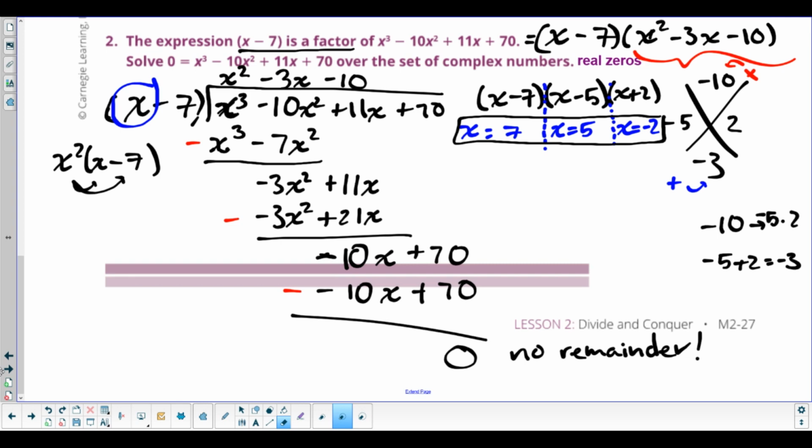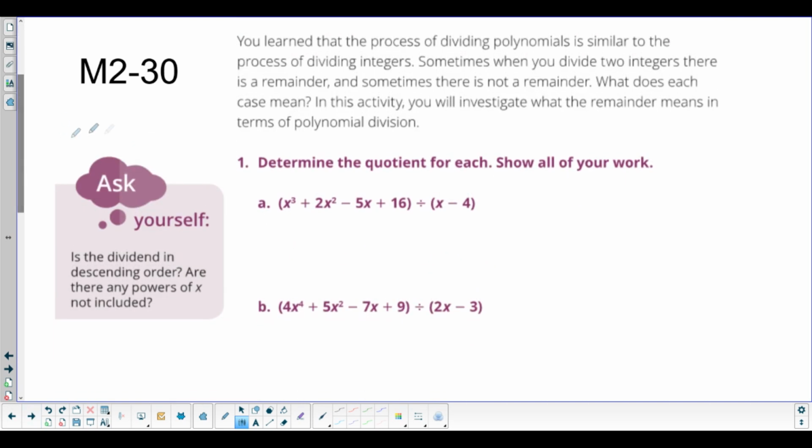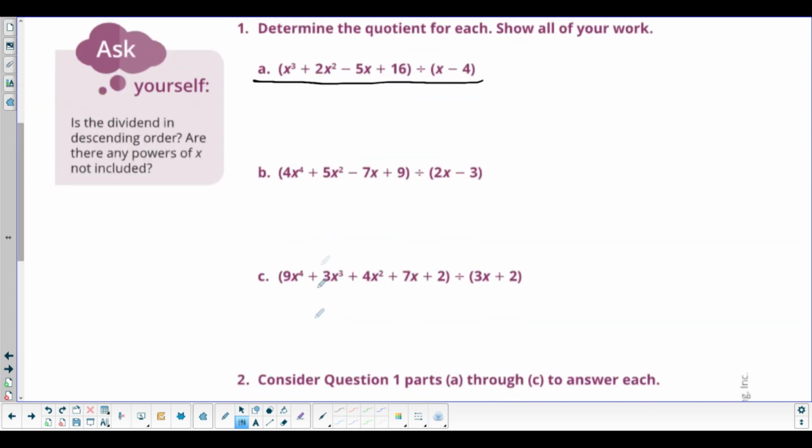Okay, so one more problem for the day that I want you guys to practice, which is on page M230, and it's just number 1A. I just want you to do this one. Don't worry about B and C. We're going to do B and C tomorrow. They're a little bit trickier, and there's a couple of things that we have to do to set it up nicer.